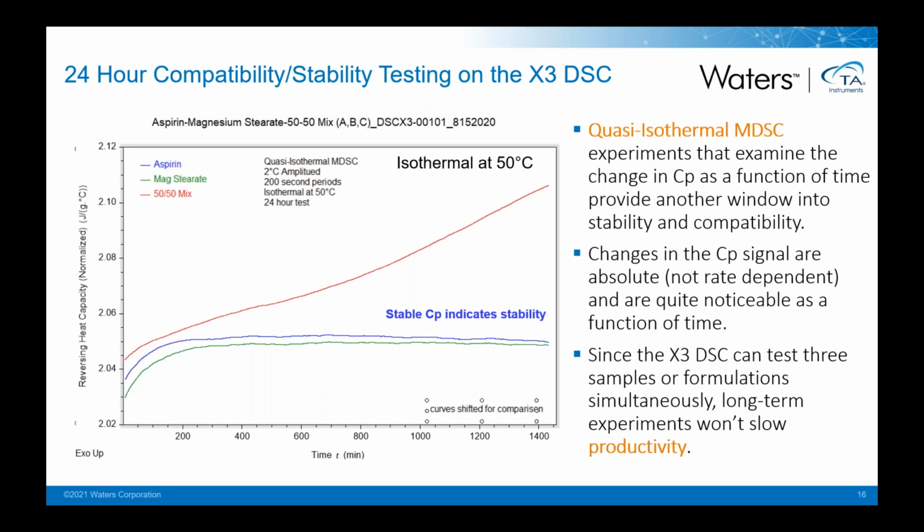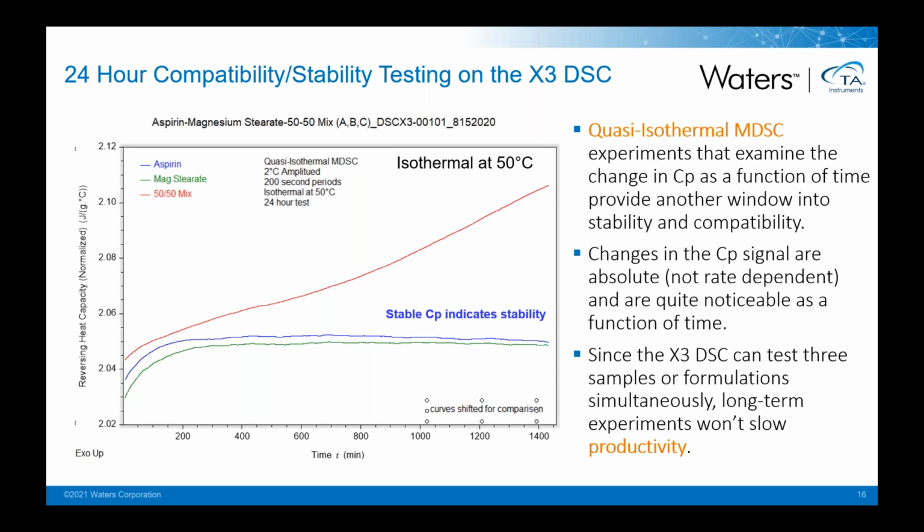But this is in a traditional single sample system, you're going to end up tying up an instrument for very long periods of time. And if we were to run these 3 experiments in some sort of serial fashion, that's 3 days of testing. And so that's probably where that's going to hurt your productivity. Most of us maybe don't have that kind of time. So that's where the X3 certainly provides an added level of productivity benefit.